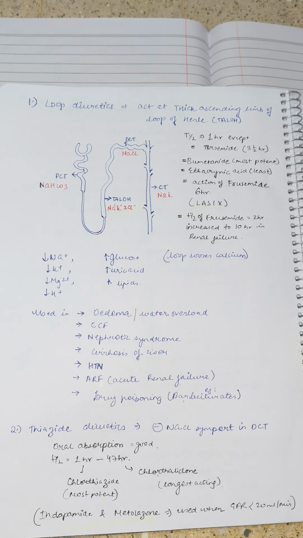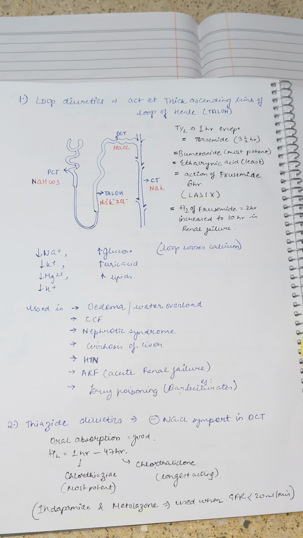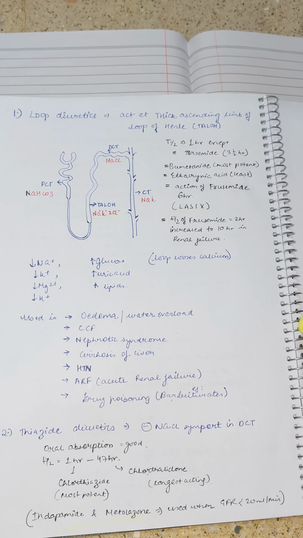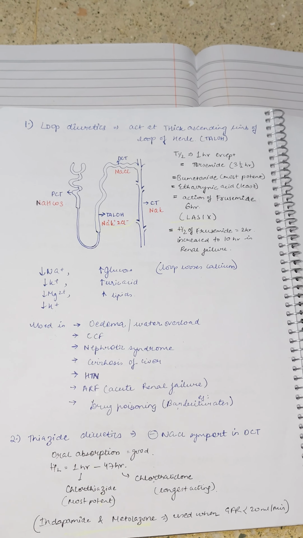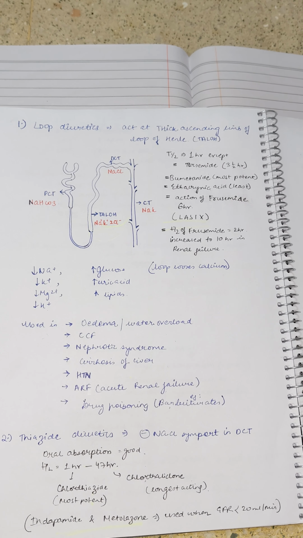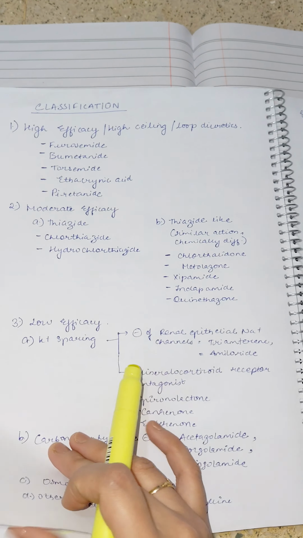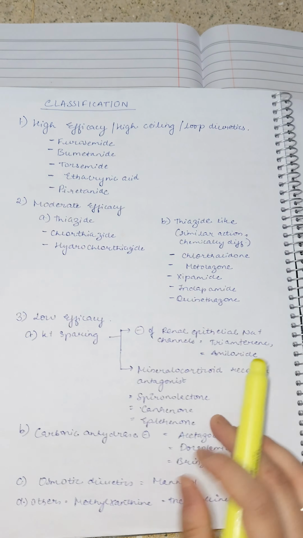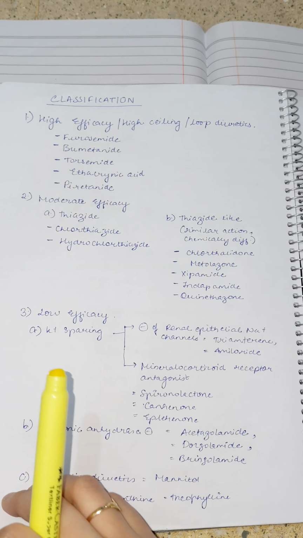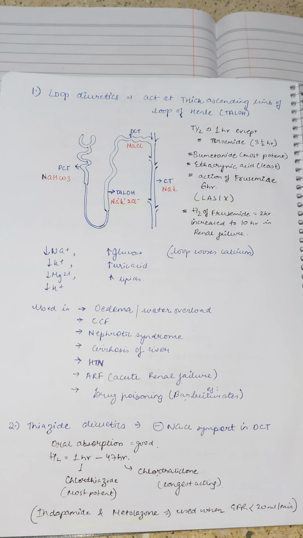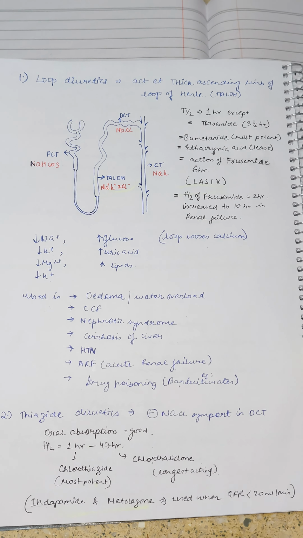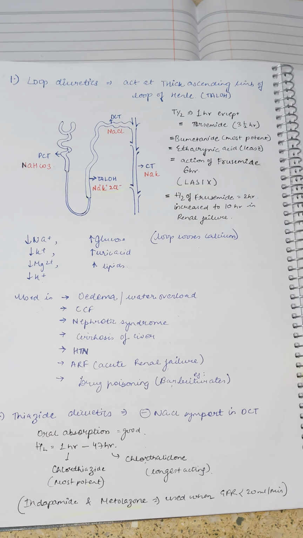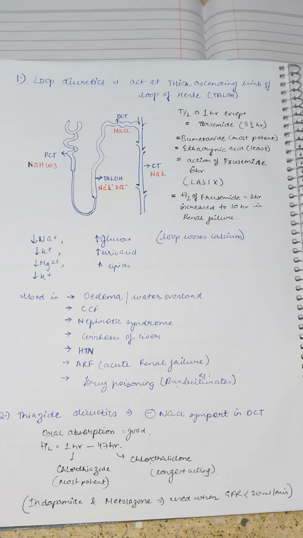Hello everyone. Before starting this topic, I have already talked about the classification of diuretics, in which I discussed various drugs under the different classifications. This we have discussed earlier: high efficacy, moderate efficacy and low efficacy diuretics, and how these drugs are classified. Today we'll discuss each and every drug, their mechanism of action, their pharmacokinetics and the important key points to remember for the exam.